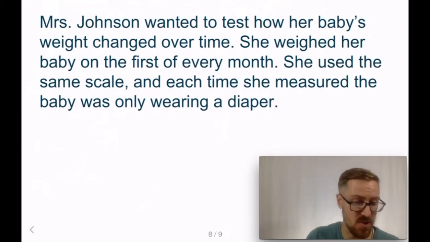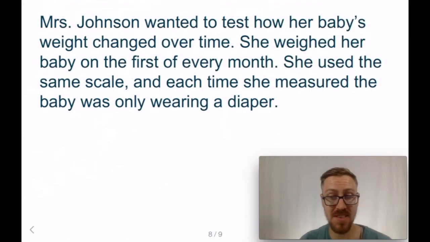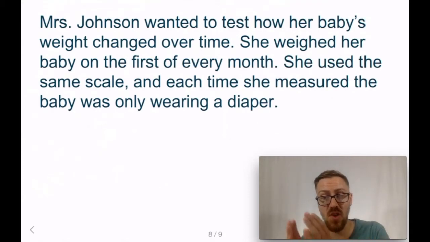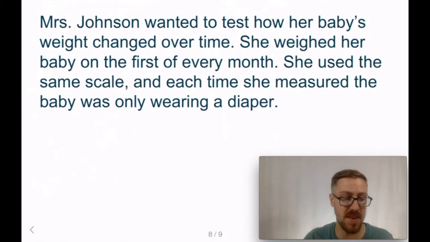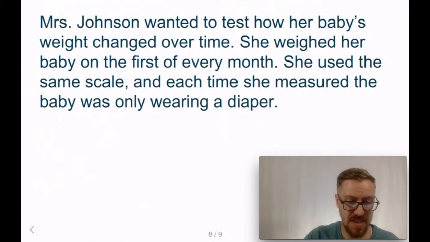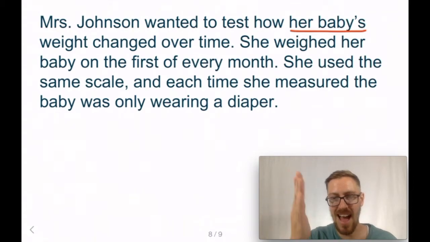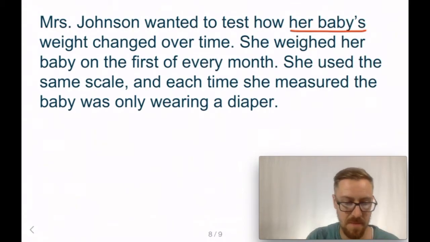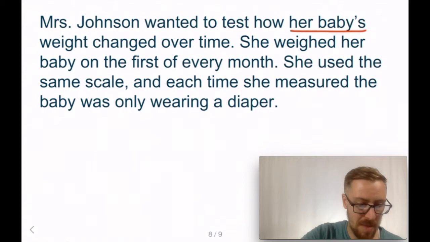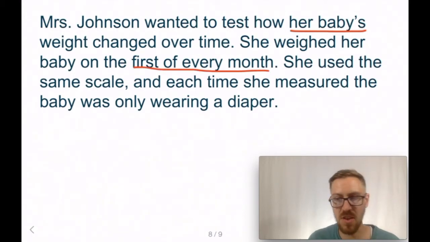Okay, so here's what you should have had. For your controlled variable, these are all the things that don't change from trial to trial to trial. The things that Miss Johnson kept the same. She tested the same baby. It was her baby every time. She didn't go grab someone else's kid and weigh them. That's not the experiment. The experiment is, how does her one baby change over time? She weighed her baby on the first of every month. She didn't weigh in the middle of one month and then two weeks later. She let the same amount of time go by between each data point.